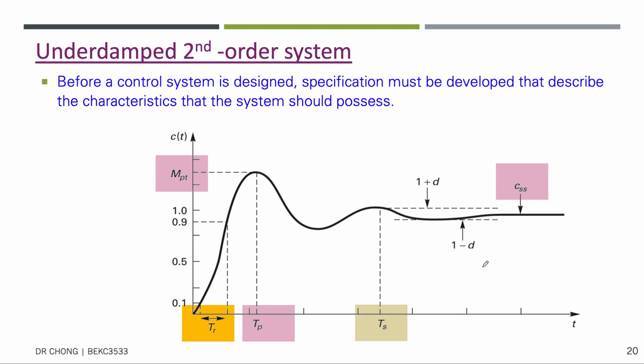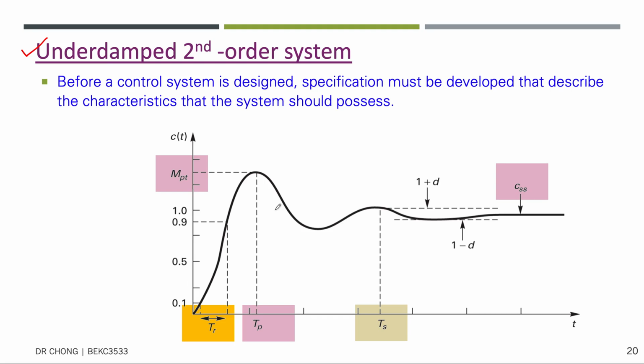Before a control system is designed, specifications must be developed that describe the characteristics that the system should possess. Like I said just now, we always use the underdamped second order system to evaluate and to tell the story of the performance of our system.